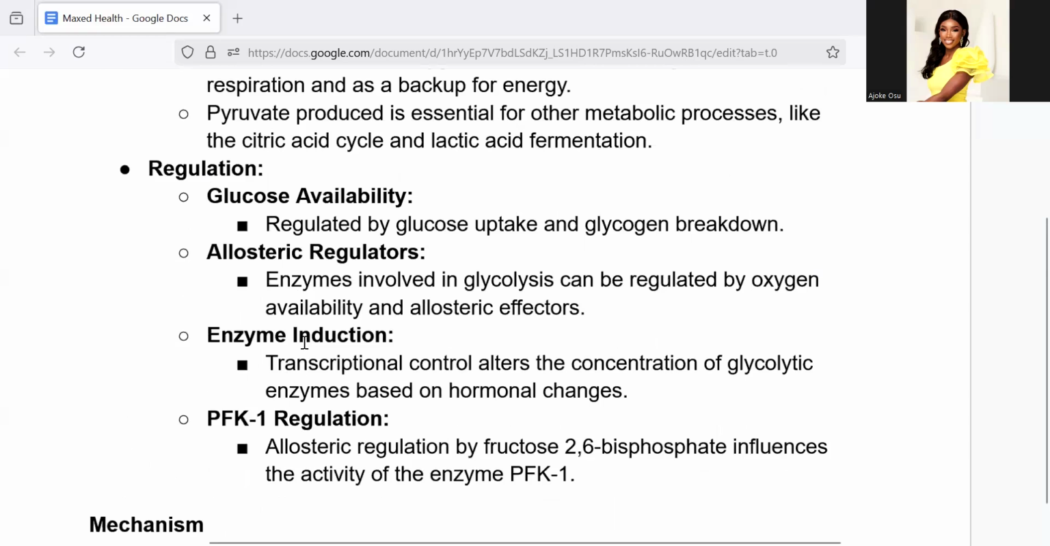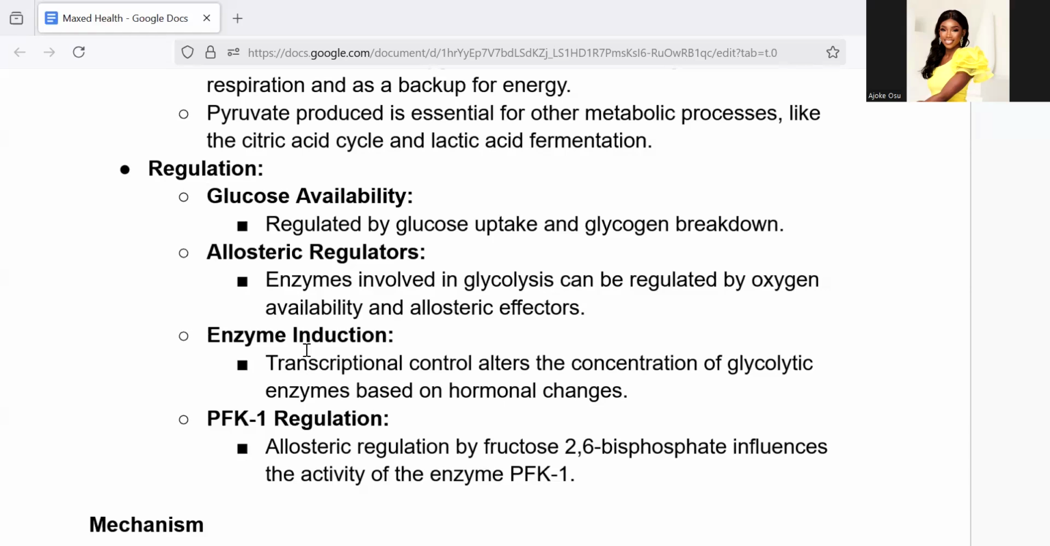If you look at enzyme induction, another mechanism for controlling glycolytic rates is transcriptional control of glycolytic enzymes. So altering the concentration of key enzymes allows the cells to change and adapt to alterations in hormonal states. So, for example, increasing glucose and insulin levels can increase hexokinase and pyruvate kinase activity, therefore increasing the production of pyruvate.